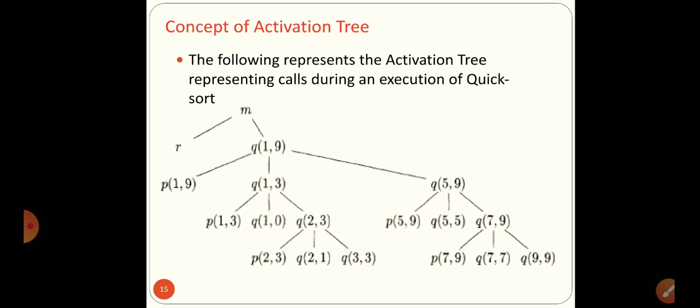First, if you see the main call, it will be partitioned into quick sort Q of 1 to 9, having a pivot element from P 1 to 9. So this is the first pivot element, and then we partition this into two parts: Q of 1 comma 3 and Q of 5 comma 9. Then again it will be partitioned into subgroups: P 1 3, Q 1 comma 0, Q 2 comma 3.